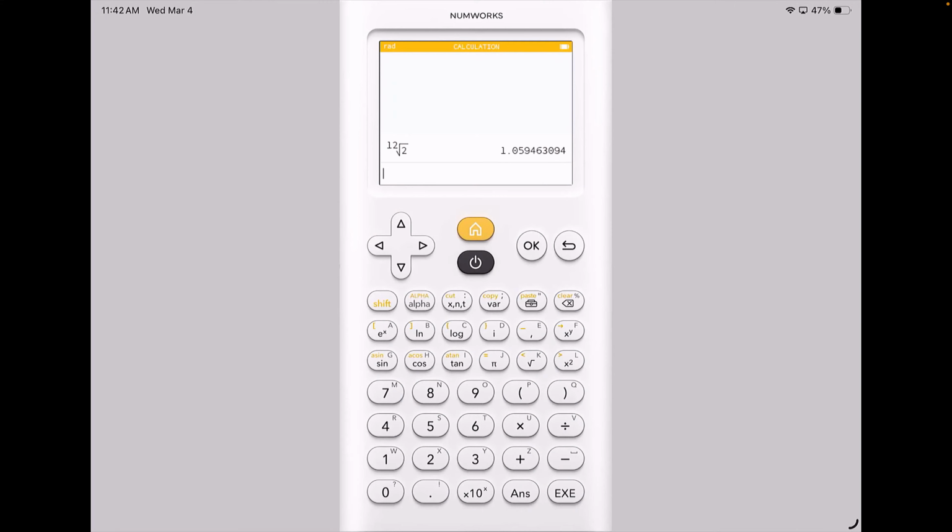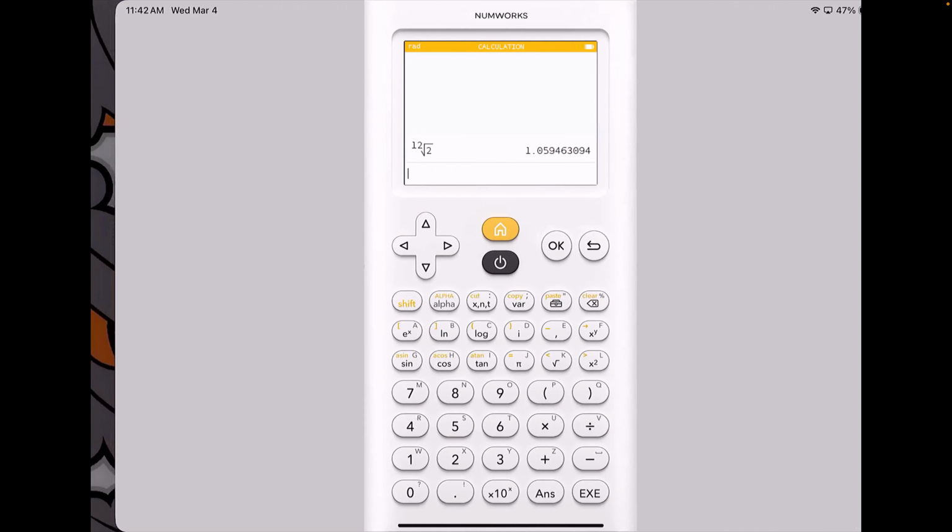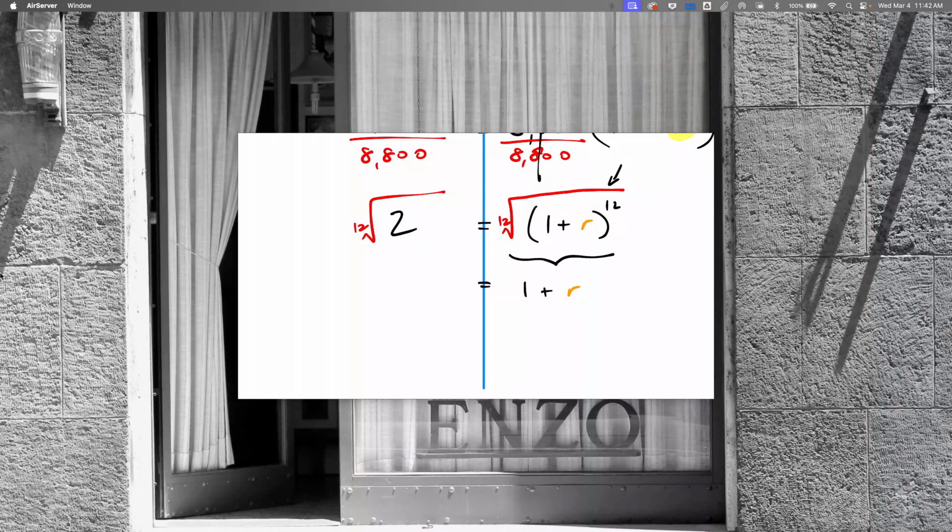Here's the thing, though. In the question, it said to round, but that doesn't mean we round every time. That means we round at the end. I'm not done with the problem yet. So I'm going to cut and paste that number onto my notes. Okay? So we don't round here.